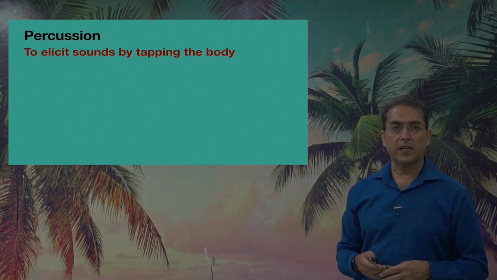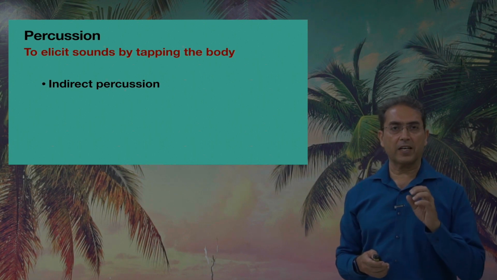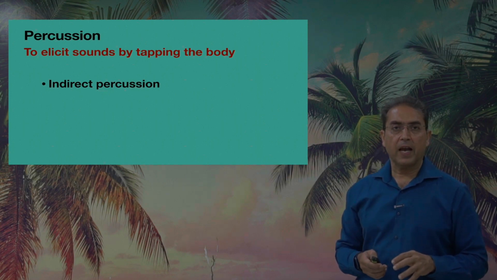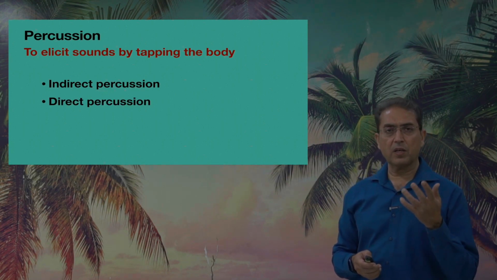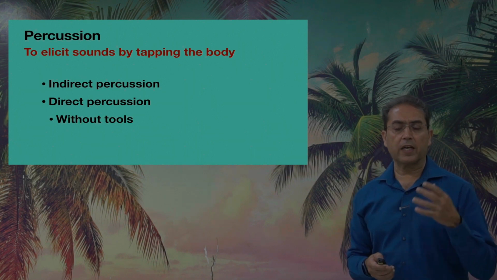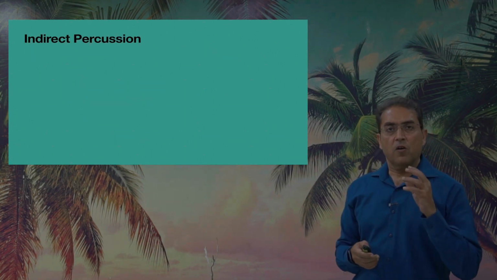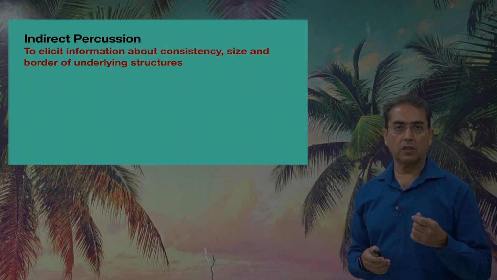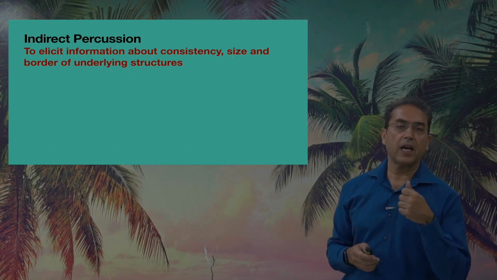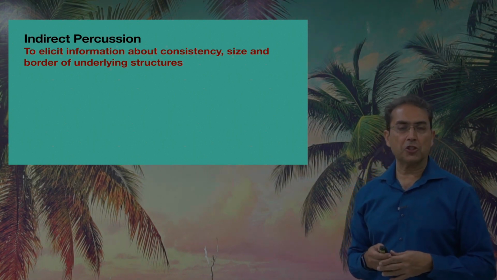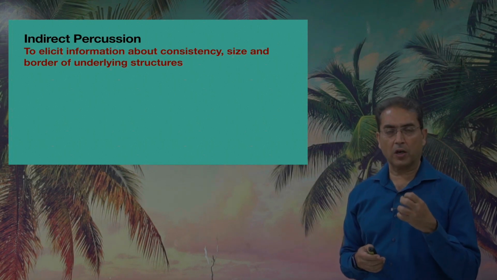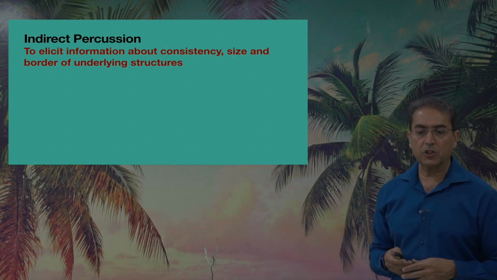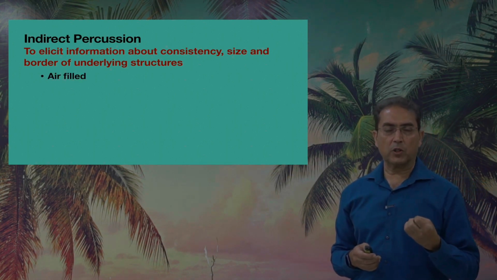The percussion can be an indirect percussion. Indirect percussion is that we do not directly tap the body. We put our hand in between and then we tap the body. And then you can have a direct percussion. Direct percussion can be without tools, it can be with tools. Now, when we do indirect percussion, we actually elicit information to see what is the consistency, what is the size, and what is the probable border or shape of the underlying organ or pathology we are interested in.